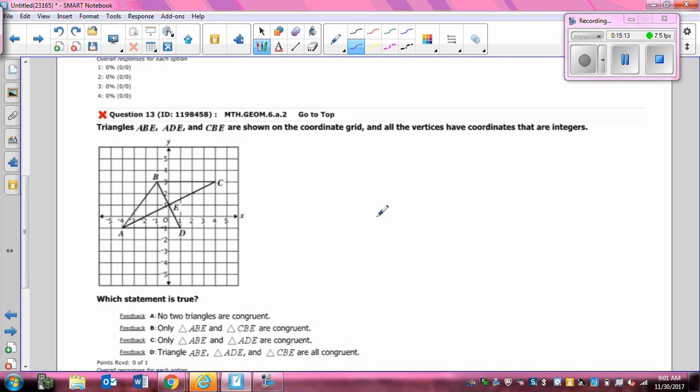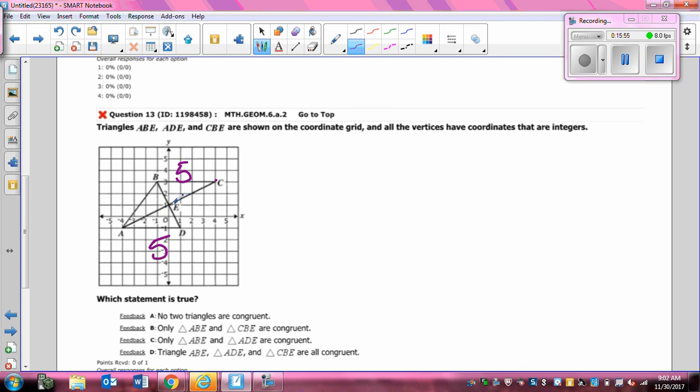So this one I'm just going to show you what to do. It says triangles ABE, ADE, CBE are shown in the coordinate grid. ABE is this one, and this one. All the vertices have coordinates that are integers, which means they're actually on the corner like they should be. Which statement is true? We want to know which triangles are congruent. Most of the sides you can just count. 1, 2, 3, 4, 5. And then some of them you're going to have to use a distance formula. So we have 1, 2, 3, 4, 5. All sides have to be congruent.